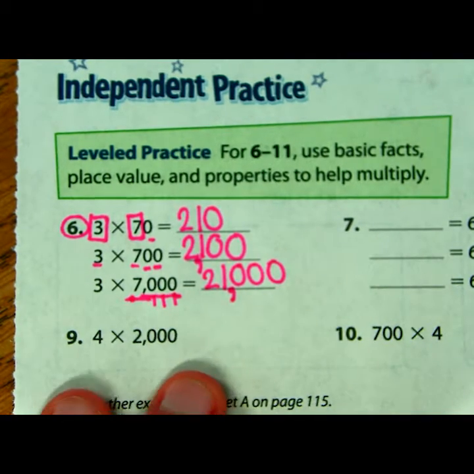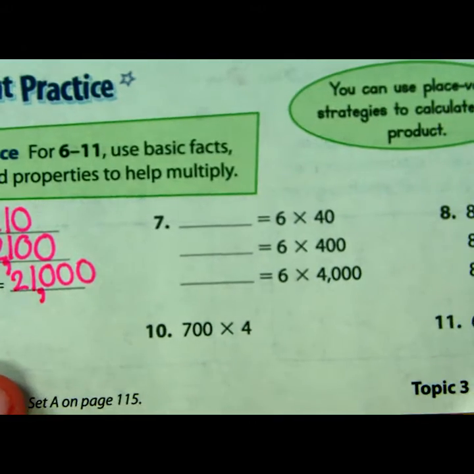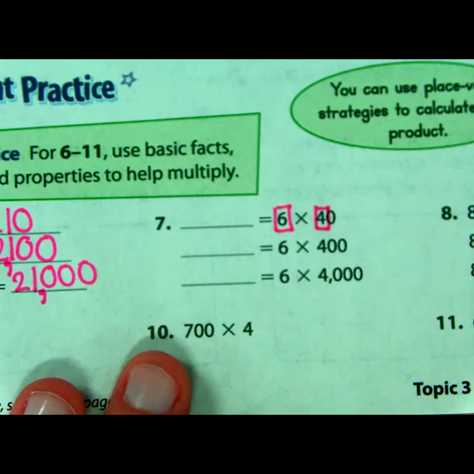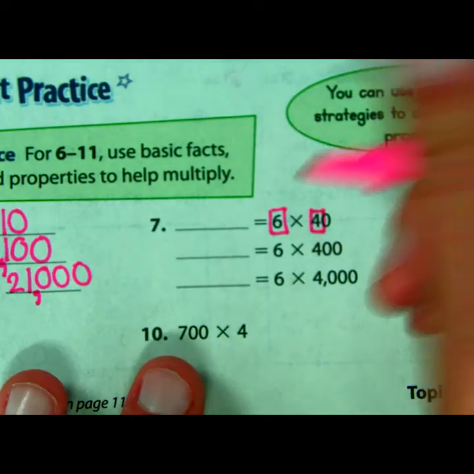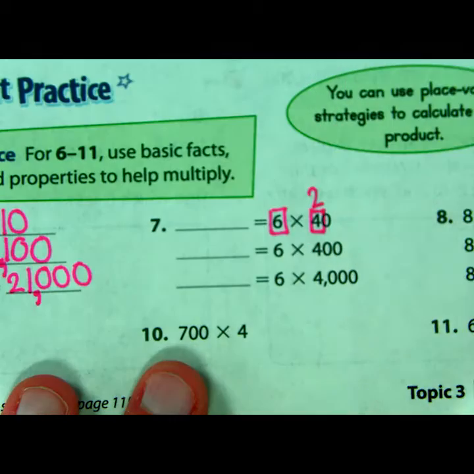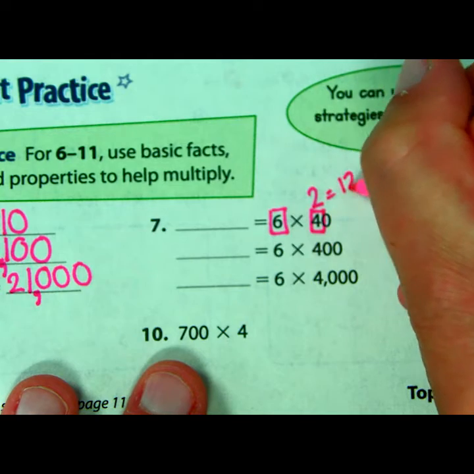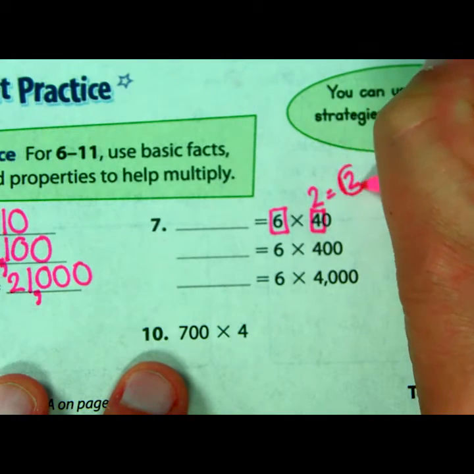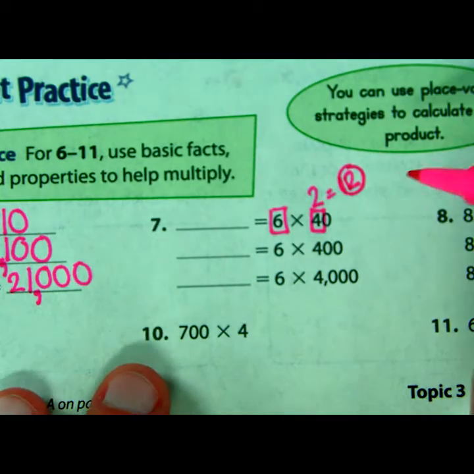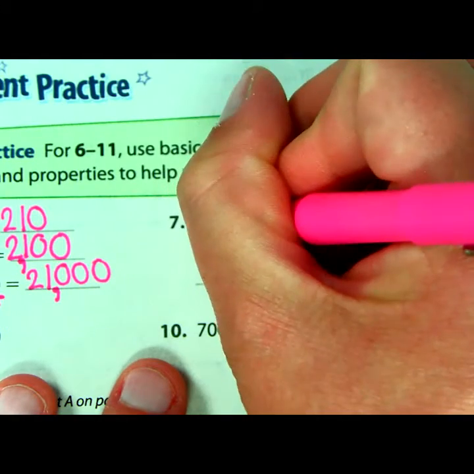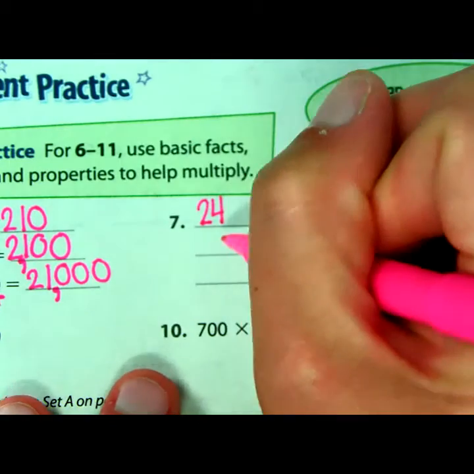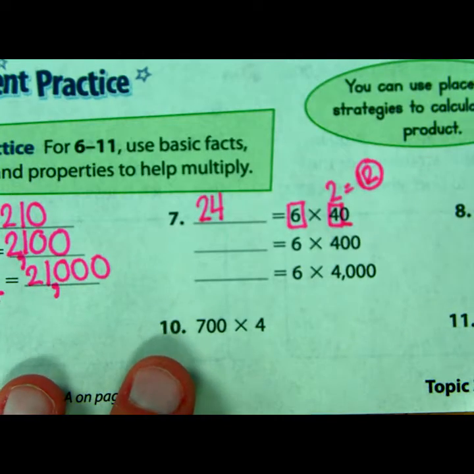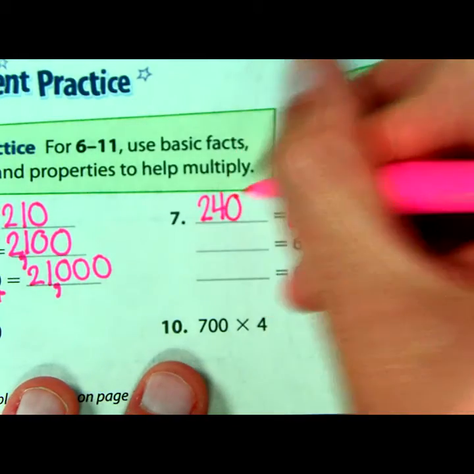Let's look at question number 7. 6 times 40. We're using the basic fact, 6 times 4. If you did not know 6 times 4, you could think about 6 times 2, and many of you know that that's 12. And then you could simply double your product. That was a strategy taught in 3rd grade. So 12 plus 12 is 24. 6 times 4 is 24. Add on the 0 because you're not multiplying by 4, you're multiplying by 40. That is a product of 240.